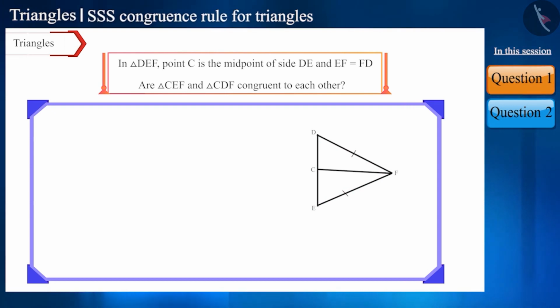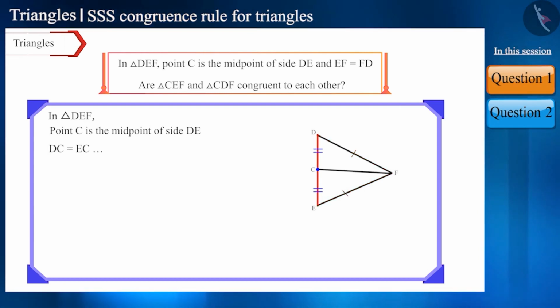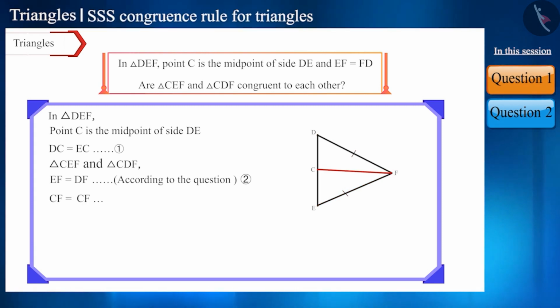Observe the diagram carefully. In triangle DEF, point C is the midpoint of side DE. That's why side DC and side EC are equal. Now observe triangle CEF and triangle CDF. We are given that side EF is equal to side DF and CF is the common side.